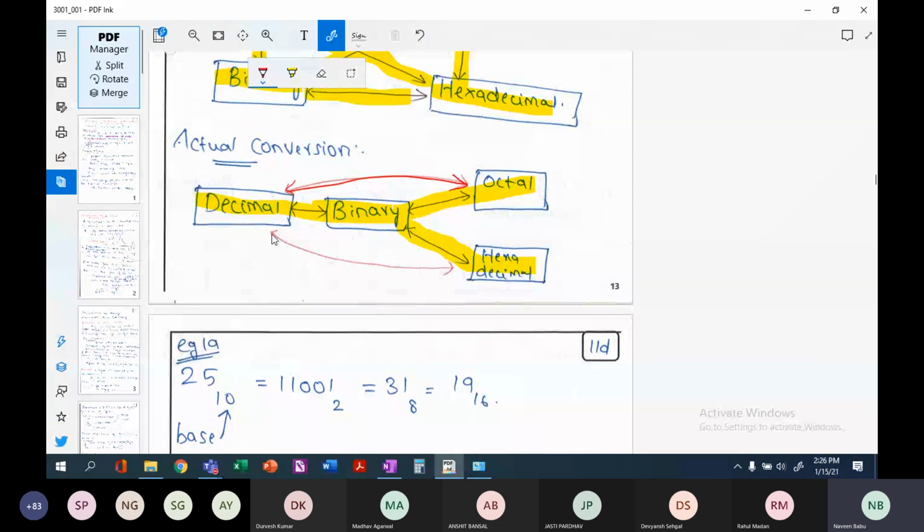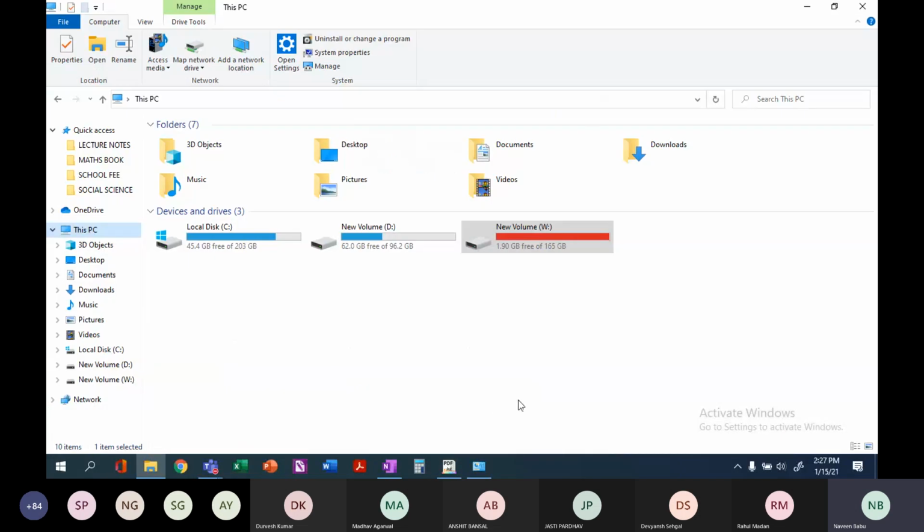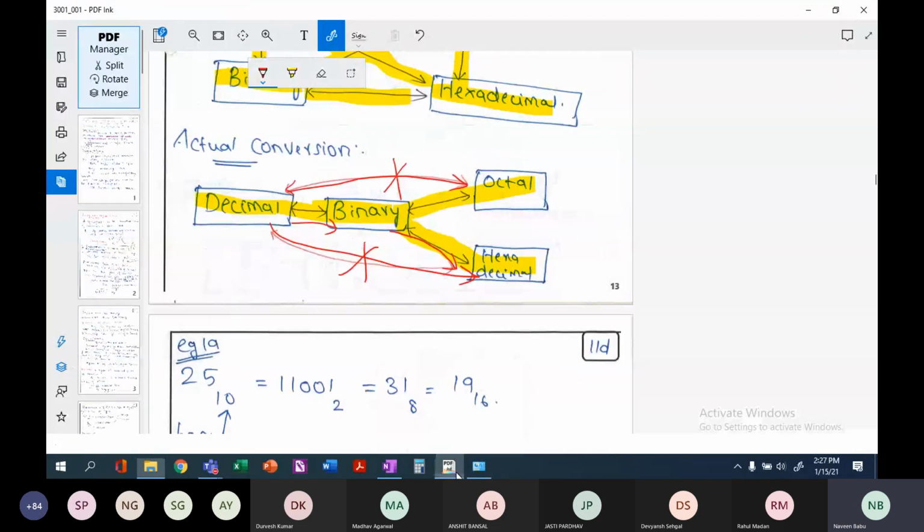Similarly, it is not possible for you to convert directly from decimal number system to hexadecimal number system. So what you have to do is first convert them into binary, and then from binary you have to convert it into hexadecimal number system. So direct conversion from decimal to hexadecimal and decimal to octal, it is not possible. So now how do we represent this?